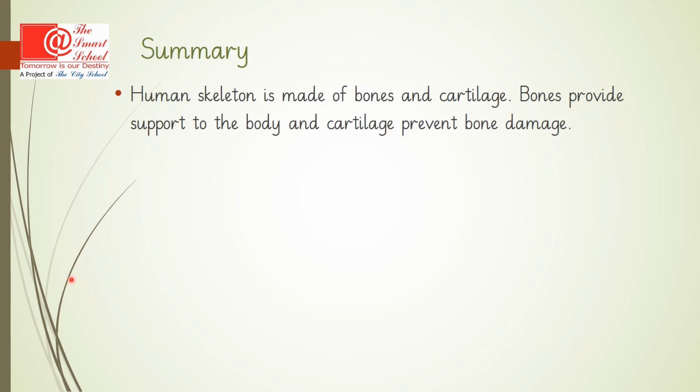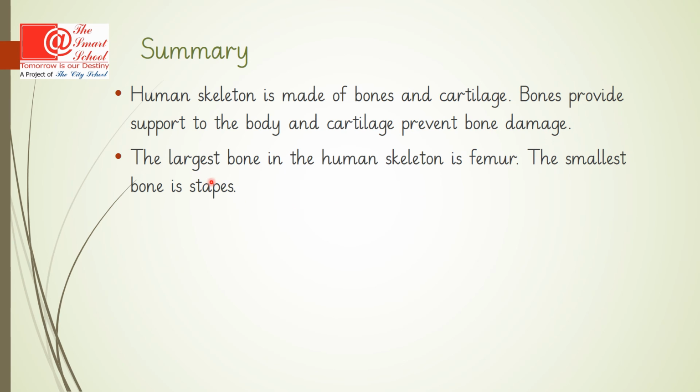We shall now summarize what we have studied so far in this lesson. Human skeleton is made of bones and cartilage. Bones provide support to the body, and cartilage prevent bone damage. The largest bone in the human skeleton is femur, and the smallest one is stapes.